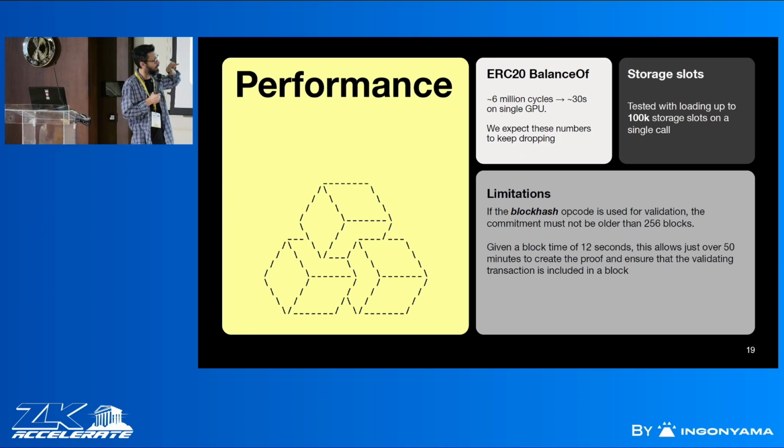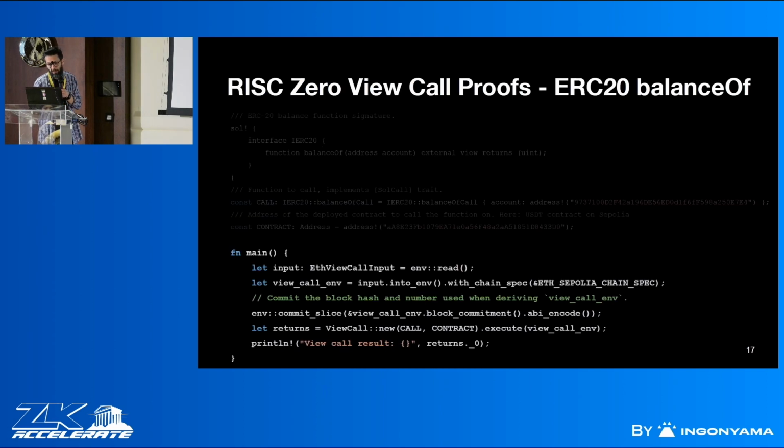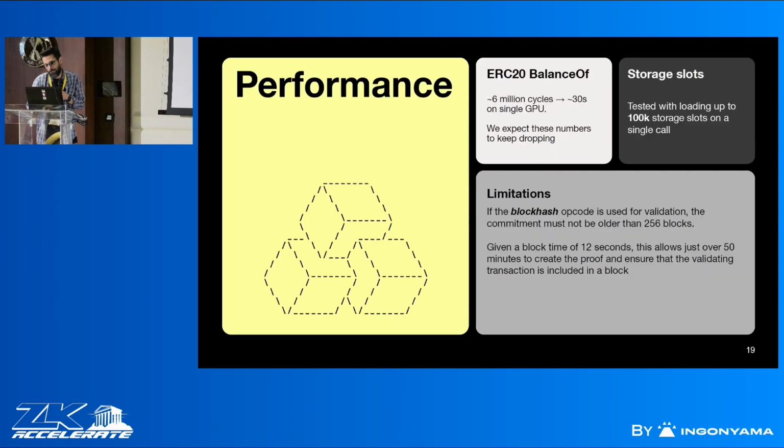That opcode is basically what is going to give you, on Ethereum, access to the latest 256 blocks that you can then use to compare to what you have committed in your proof, right? If you remember here, we commit to the block hash and block number. So that means that if you use this trivial validation, you have basically around 50 minutes from the moment you start the proof to the moment you have to publish it, right?